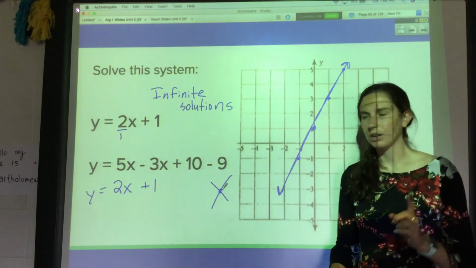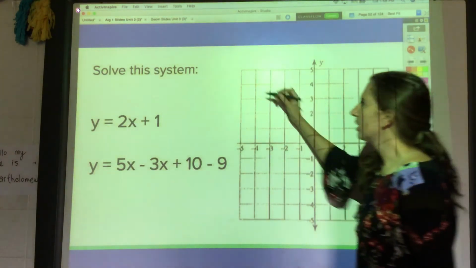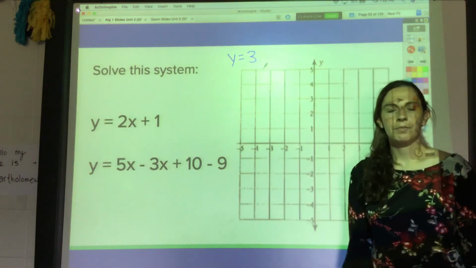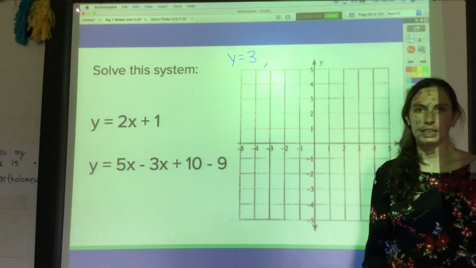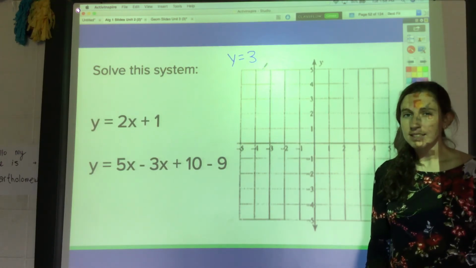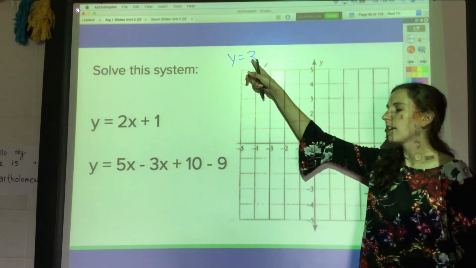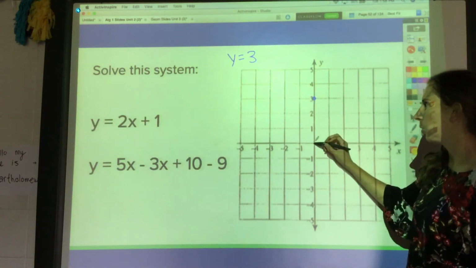I do want to mention one final thing, which is if you ever get an equation that looks like this, this equation doesn't have an x in it. It's just y equals 3. This is still a line. Think about, in this case, 3 would be our y-intercept, so we'd go up to 3. We'd literally go to where y is 3.